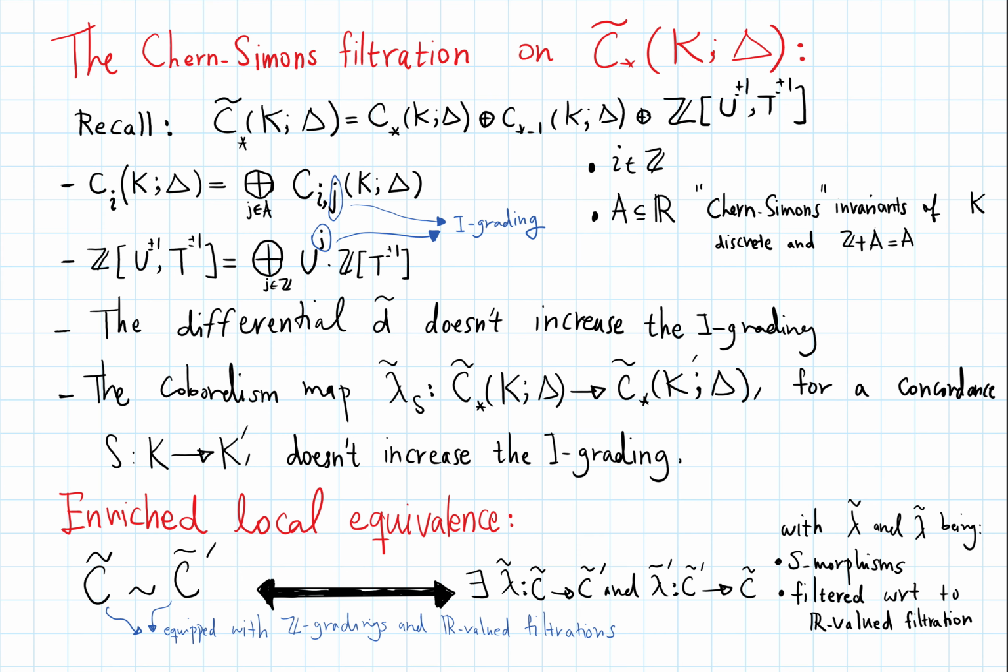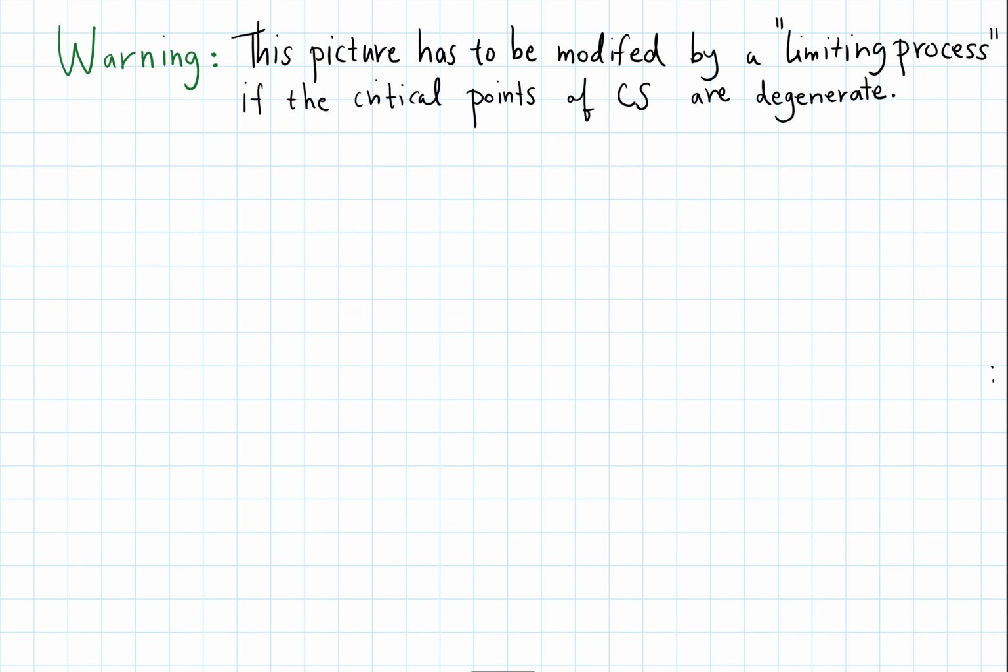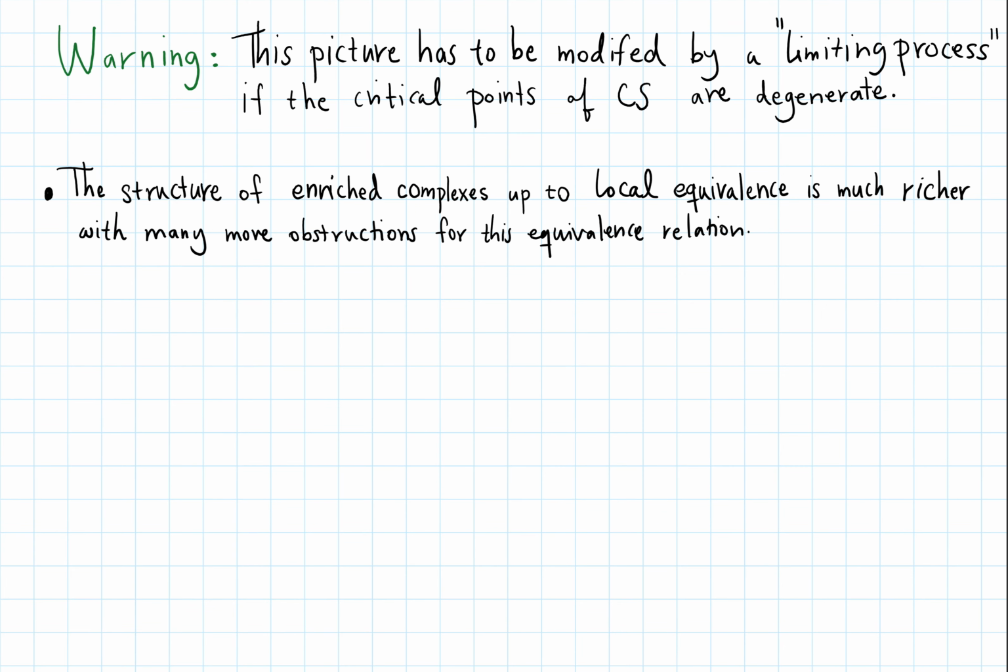I should make a remark here that the description that I gave is not quite accurate. In general, our Chern-Simons functional might be degenerate in an appropriate sense, in which case we have to add perturbations to our story and define the Chern-Simons filtration by some limiting process. In any case, we would get some notion of enriched complex, and it turns out that enriched complexes up to local equivalence would give us a much richer structure than regular S complexes up to local equivalence. So, for example, there are many more abstractions, and the invariant gamma is one such abstraction.